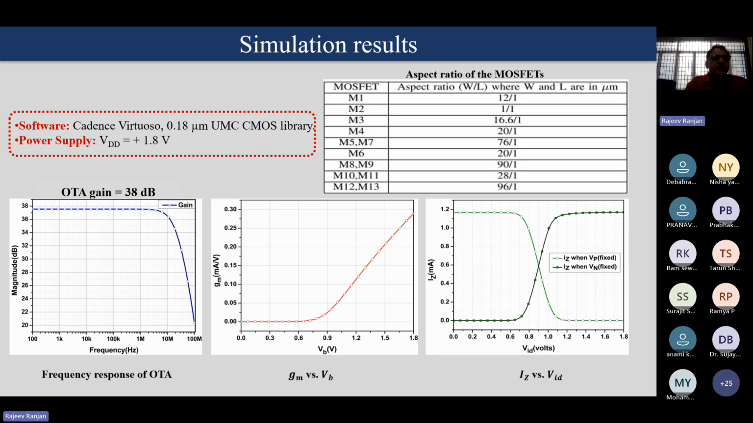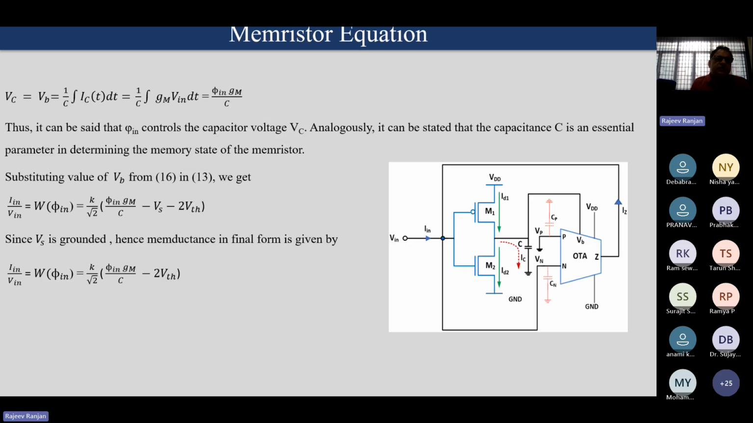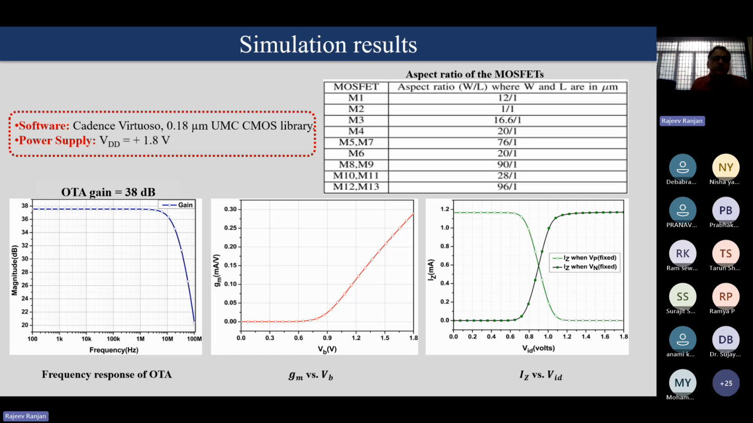Now we have done the simulation using Cadence Virtuoso with the 0.18 micrometer CMOS library. The power supply we have used for this simulation is plus 1.8 volt, with input from 0 to plus 1 volt. This is the aspect ratio we have used, so we get this OTA. Again, these are the analysis of the CMOS OTA outputs: the Gm versus V graph and the Iz versus Vz graph.